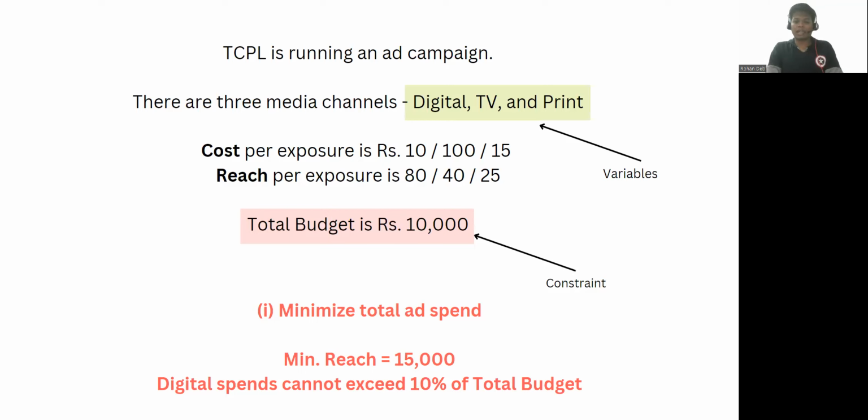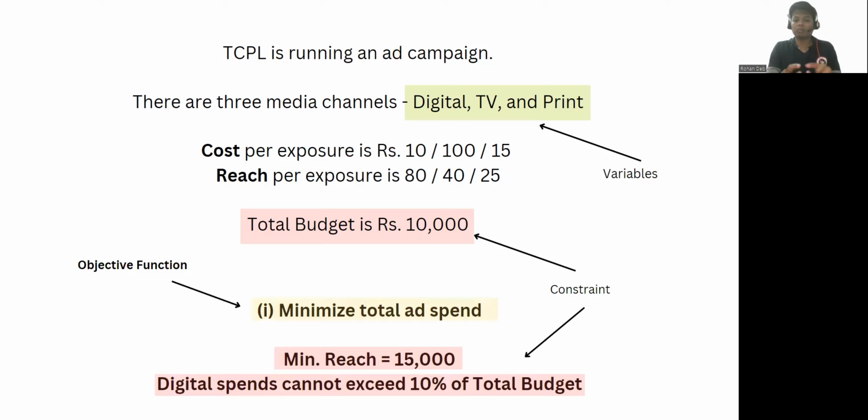Now, the first question that we have is minimize total ad spend. Minimum reach is 15,000, and digital spends cannot exceed 10% of total budget. So here the objective function is to minimize total ad spend. I have to minimize the ad spend. How will I get ad spend? The number of ads into the cost per ad. So number of digital ads into 10, number of TV ads into 100, number of print ads into 15. And it says that minimum reach should be more than 15,000. Digital spends cannot exceed 10% of the total budget. So total budget is 10,000, so your maximum spend in digital should be 1,000.